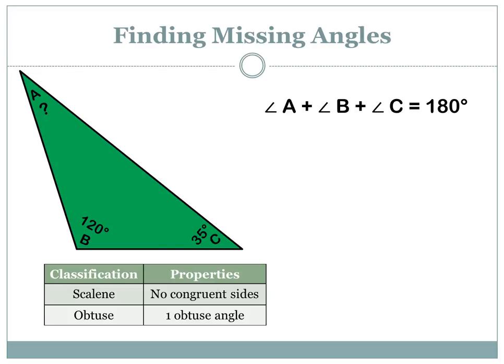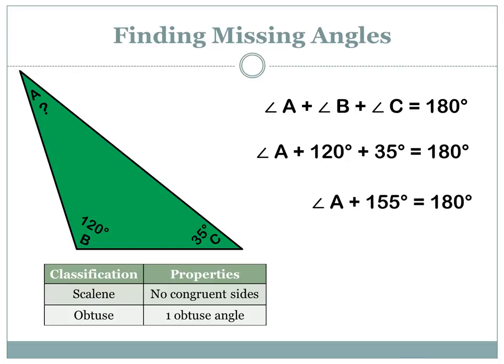Therefore, we can start by adding up the known angles of 120 degrees and 35 degrees, which totals 155 degrees. Think, how many more degrees do I need to reach 180 degrees? You can quickly calculate this by subtracting 155 degrees from 180 degrees. The result is 25 degrees. This means that the missing angle A is 25 degrees.